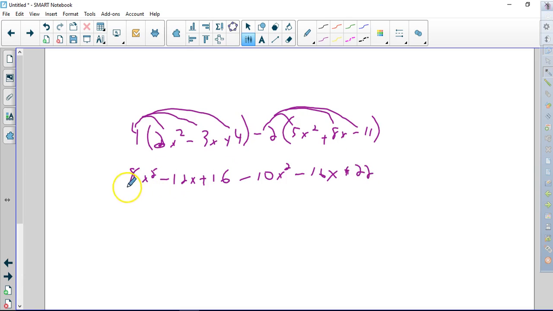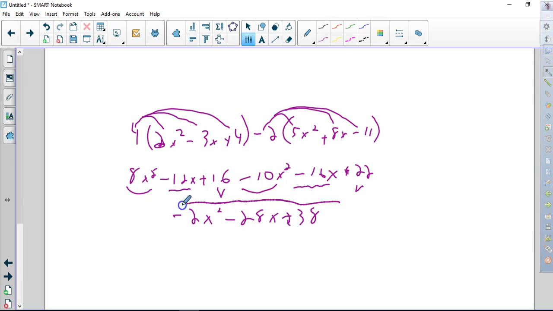Now what I like to do is I like to organize with some kind of symbols my x's and so forth. So now I have 8x squared, take away 10x squared, that's negative 2x squared. I have negative 12x minus 16x, that's negative 28x. And then I have 16 plus 22, that's plus 38. And that is my complete simplified answer.